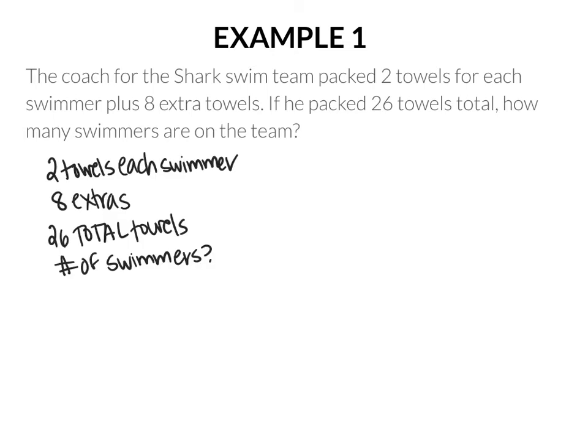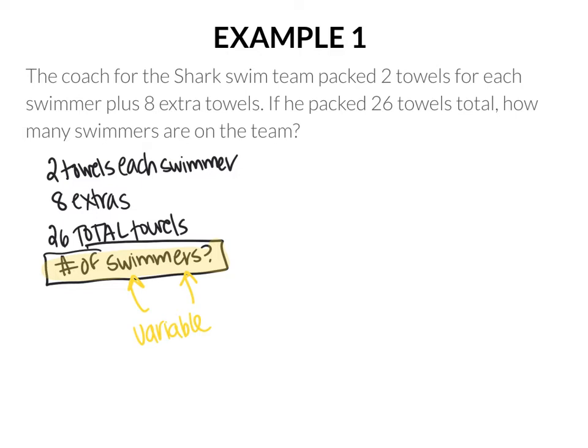I would have made a note in my notebook, since these are notes, not for every single problem like this, but because they're notes, that if there's 2 towels for each swimmer and 8 extras and 26 total towels, then how many swimmers are there? And I would highlight, box in, the question that it's actually asking, because that right there is indicating my variable. The question that's asked is going to be the missing number we're trying to find, so that is our variable.